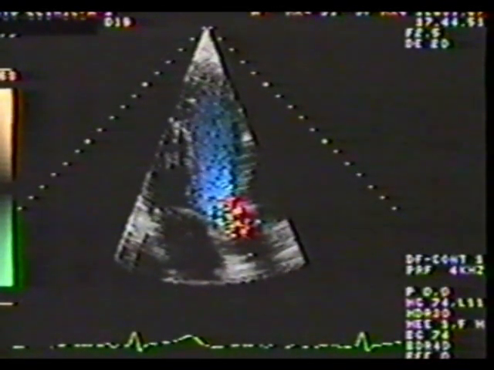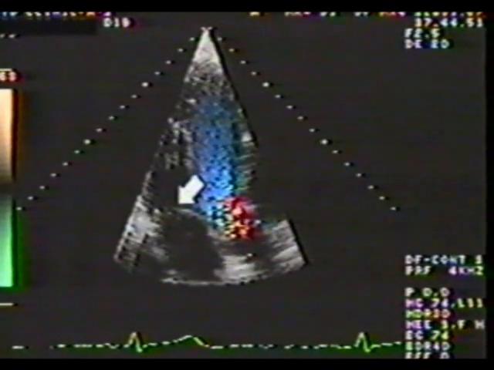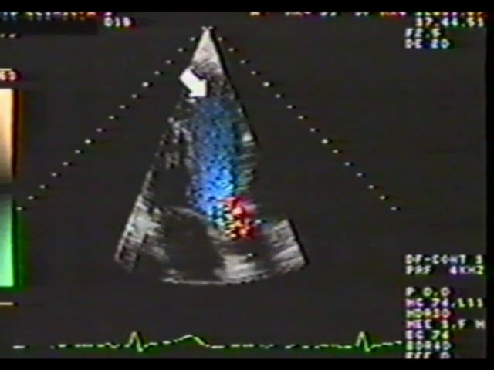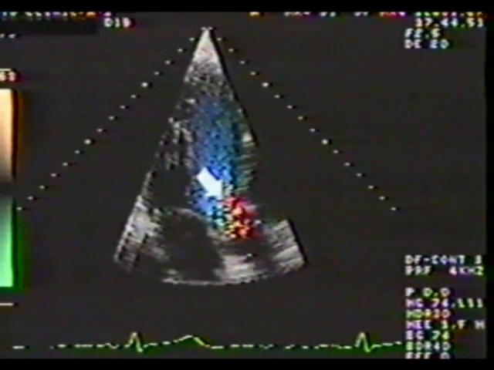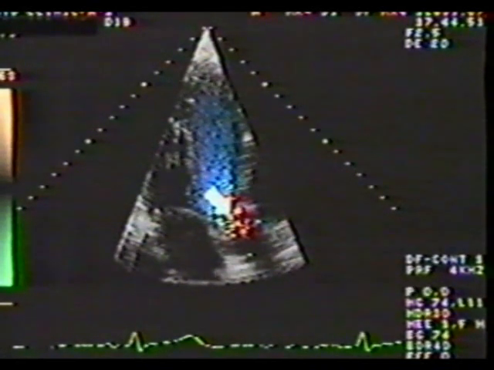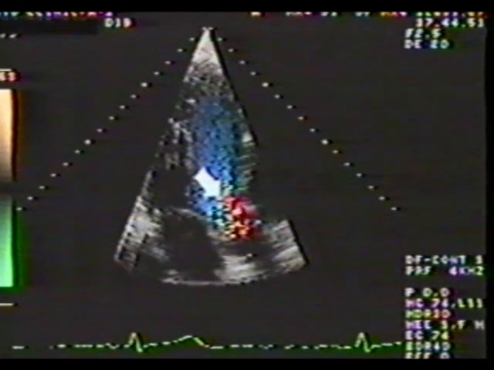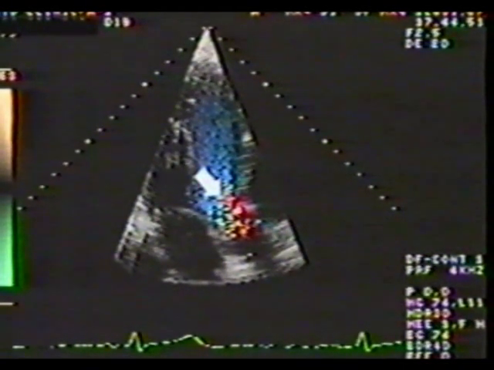In this early systolic frame, the mitral valve has closed. This blue represents flow from the apex to the left ventricular outflow tract. This red, near the opened aortic valve, represents color aliasing. This aliasing occurs due to the high velocity in the left ventricular outflow tract in early systole, exceeding the Nyquist limit.